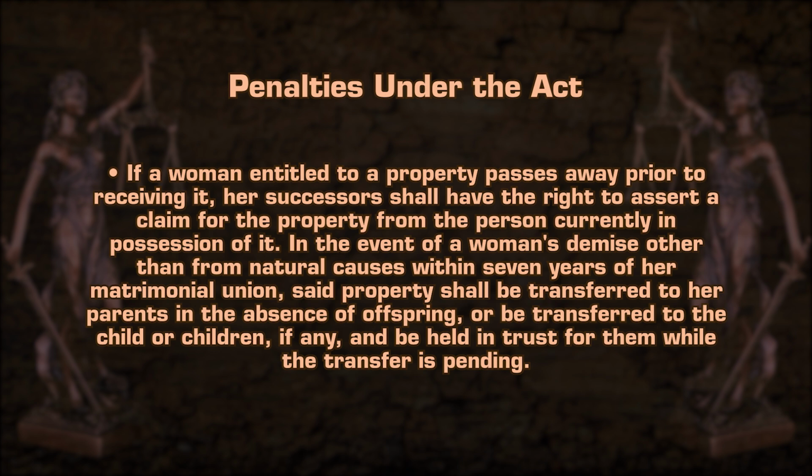In the event of a woman's demise other than from natural causes within 7 years of her matrimonial union, said property shall be transferred to her parents in the absence of offspring, or be transferred to the child or children, if any, and be held in trust for them while the transfer is pending.